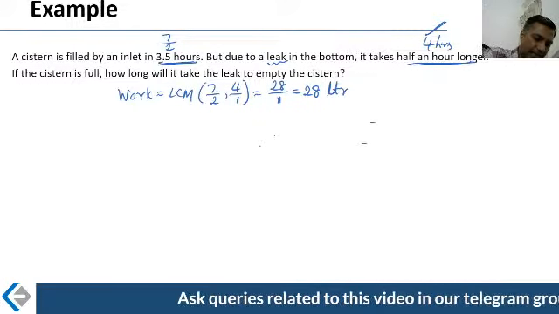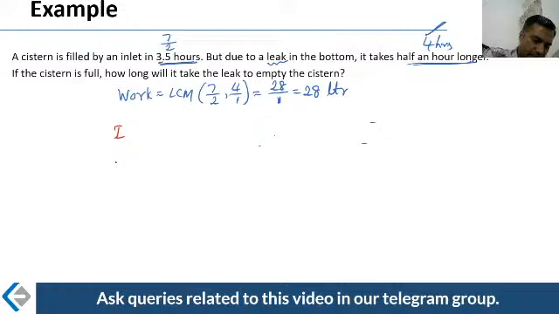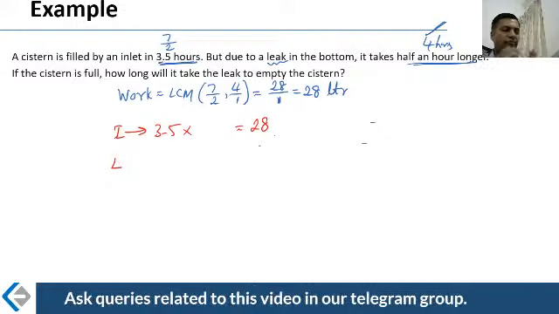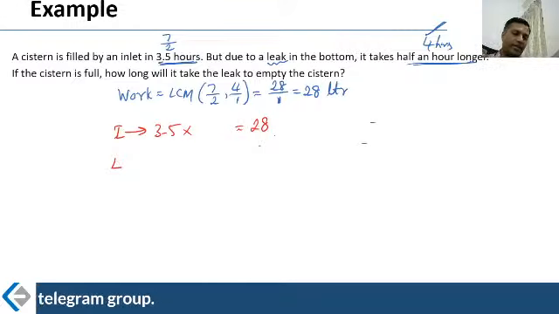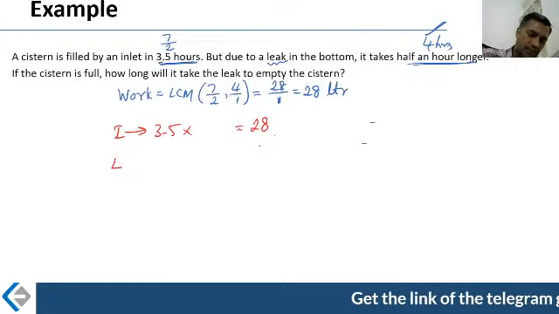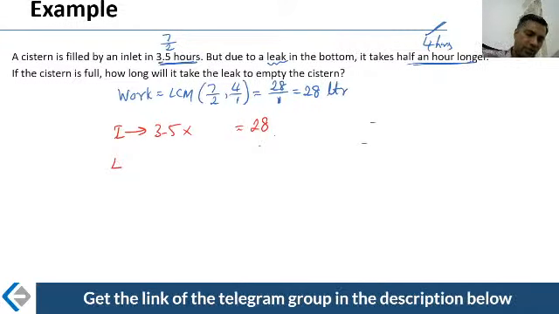Let's say there is an inlet pipe and there is a leak. The leak is the outlet. What is the inlet trying to do here? It takes 3.5 hours. What is the efficiency therefore? The tank capacity is 28, so 3.5 into something is equal to 28. That's the point you are trying to make here. 3.5 into what? 8 liters per hour. That's the efficiency, guys. It's trying to fill 8 liters per hour.